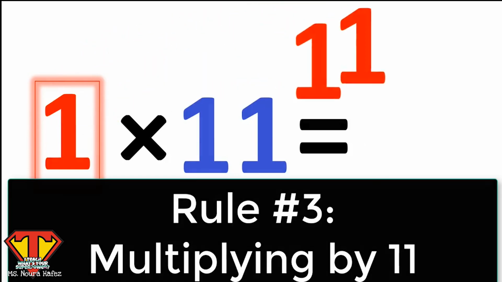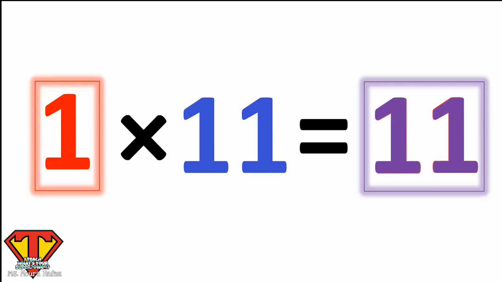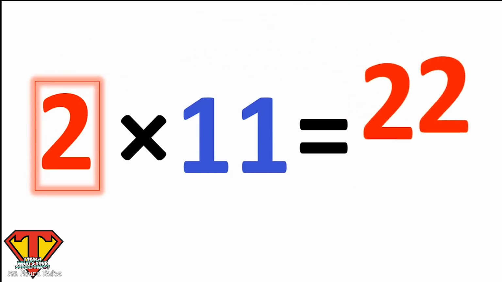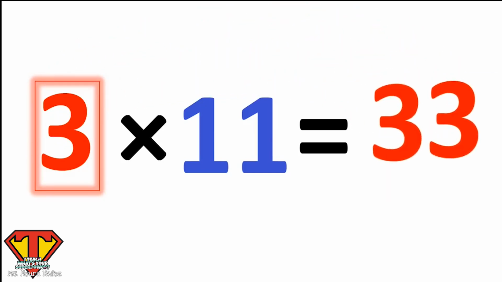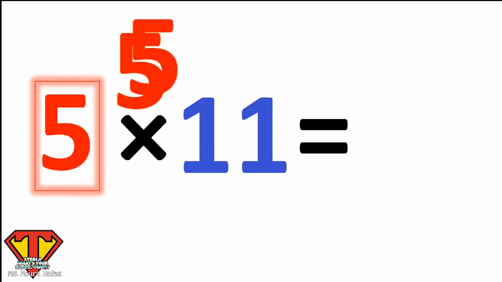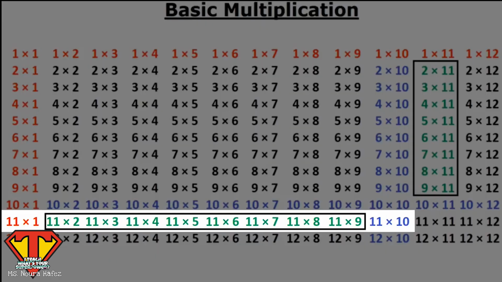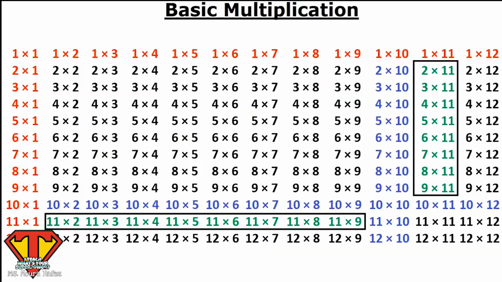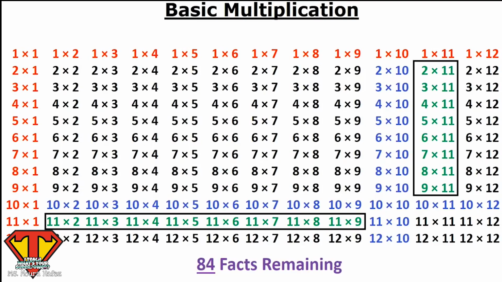Here is the third easiest rule, multiplying times 11. Times a single digit, that digit just duplicates itself. What does that mean? It means 2 times 11 is 22, 3 times 11 is 33, 4 times 11 is 44, 5 times 11 is 55, and so on. You also know the reverse, 11 times 1, 11 times 2, 11 times 3. From these three simple rules, you actually learn 60 multiplication tables, and you have only 84 remaining.